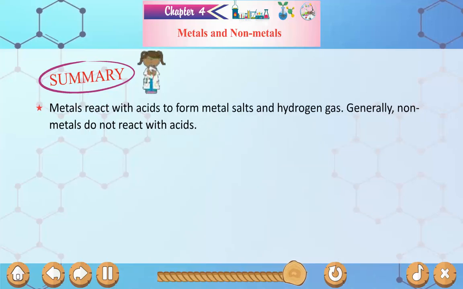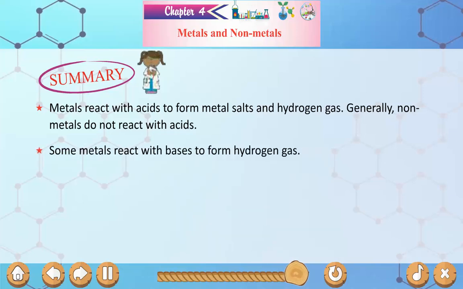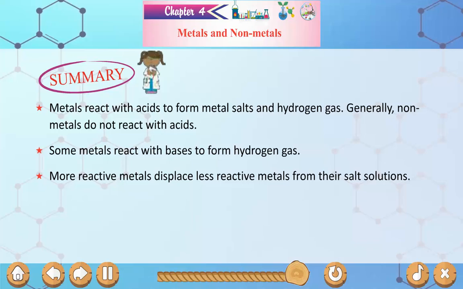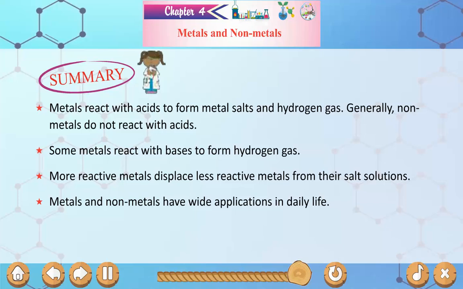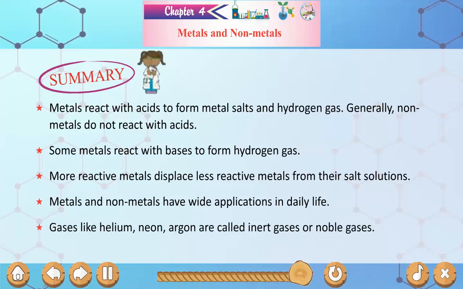Metals react with acid to form metal salt and hydrogen gas. Generally, non-metals do not react with acids. Some metals react with bases to form hydrogen gas. More reactive metals displace less reactive metals from their salt solution. Metals and non-metals have wide application in daily life. Gases like helium, neon, argon are called inert gases or noble gases.